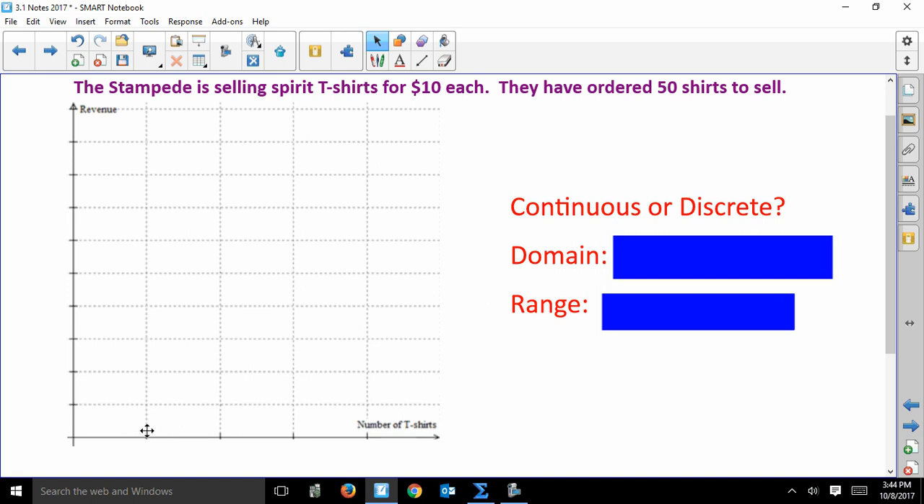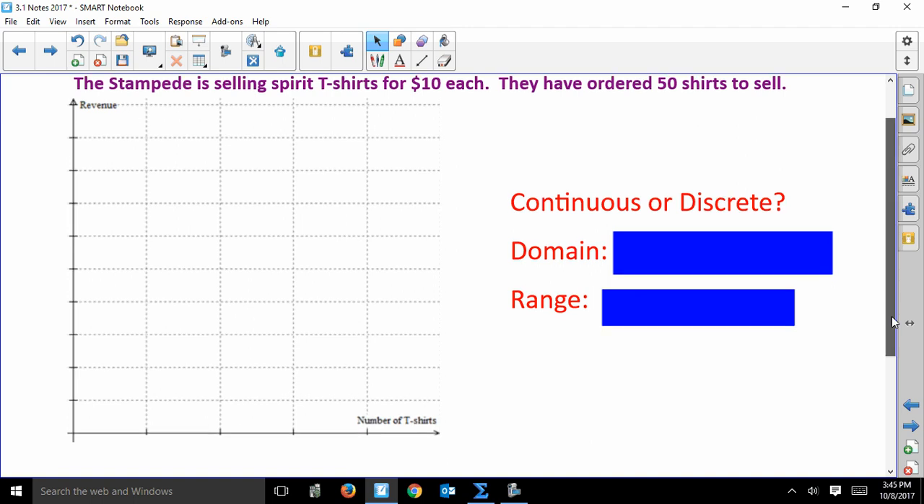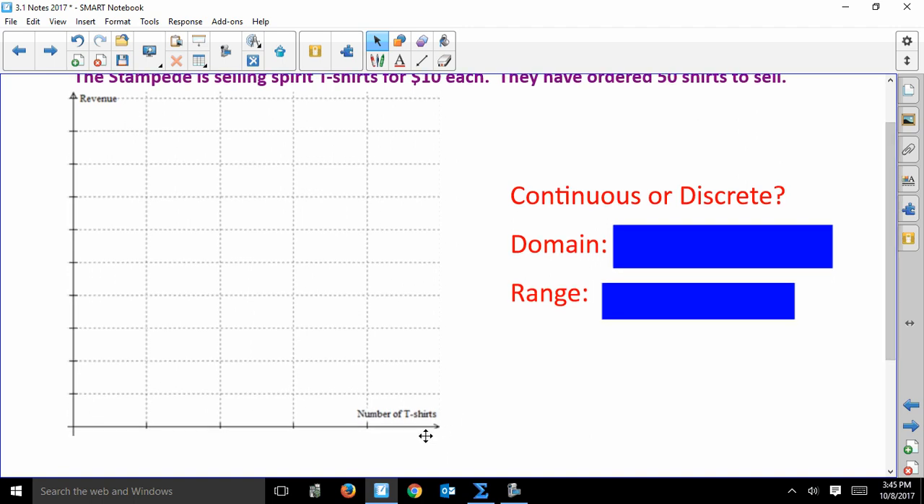So I notice that I have 1, 2, 3, 4, really 5 spaces. Okay, and I know that I have 50 shirts to sell. So I want to use all of that space. So if I have 50 shirts divided by 5 spaces, that means I need to number my x-axis by tens. So 10 shirts, 20 shirts, 30, 40, and 50 t-shirts.